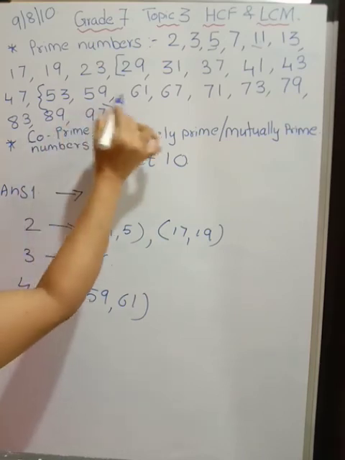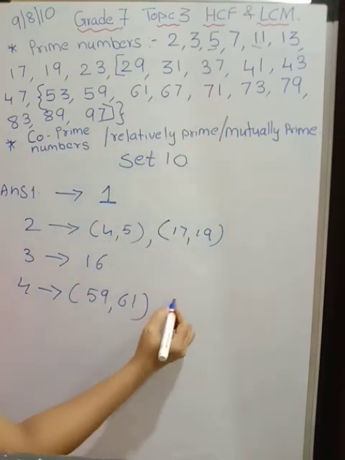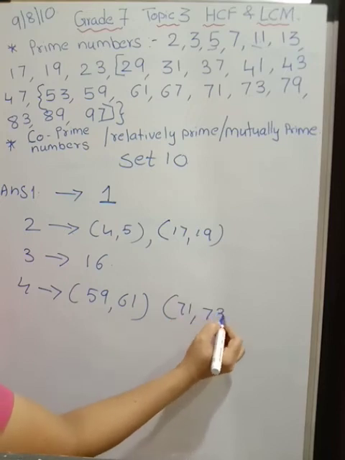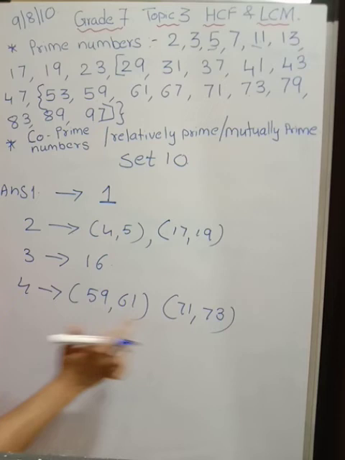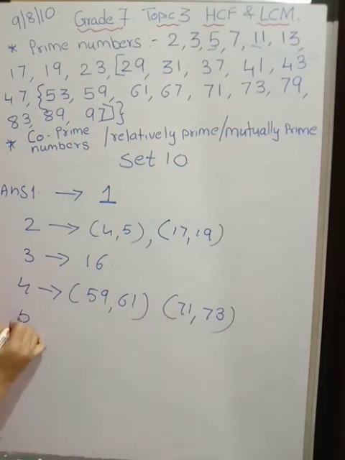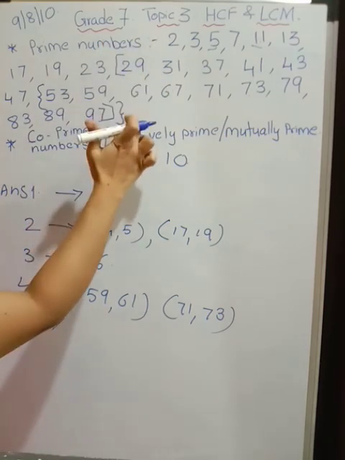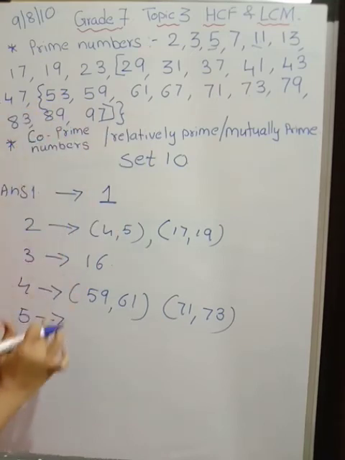Now this is one pair. 67, there is a lot of difference. 71 and 73, see, the difference is 2. 79, 83, no. So we have only two pairs, 59, 61 and 71, 73. These are the twin prime numbers between 51 and 100. Please learn these prime numbers from 1 to 100. They will solve the majority of your questions of this type.